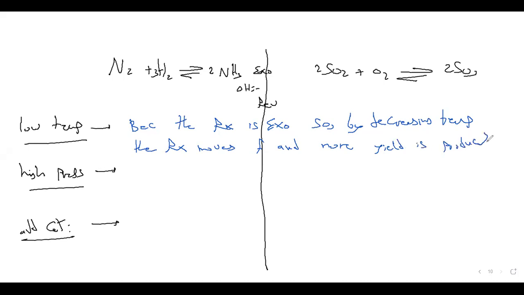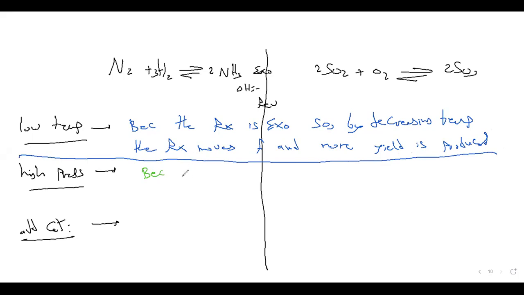Number 2, why increasing pressure in this or that? The number of moles in reactants is greater than the number of moles in products. So by increasing pressure, the reaction moves forward and more yield is produced.